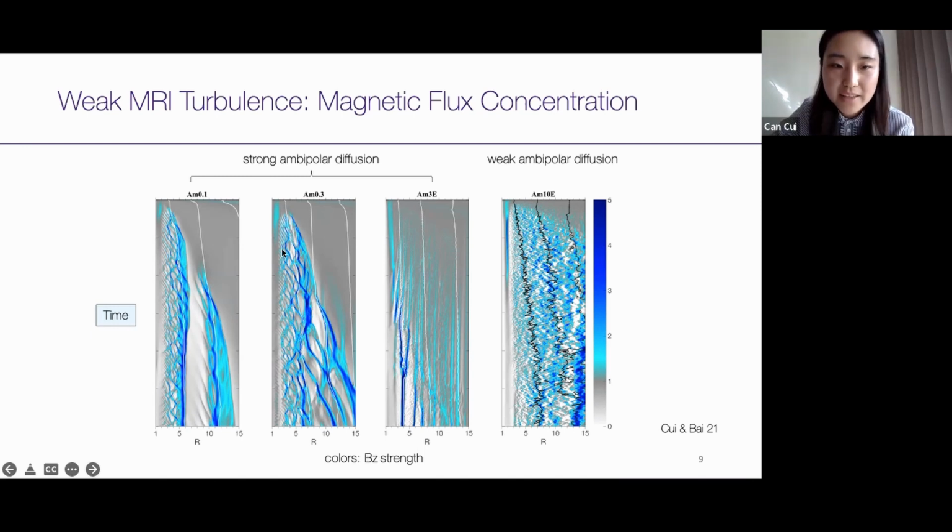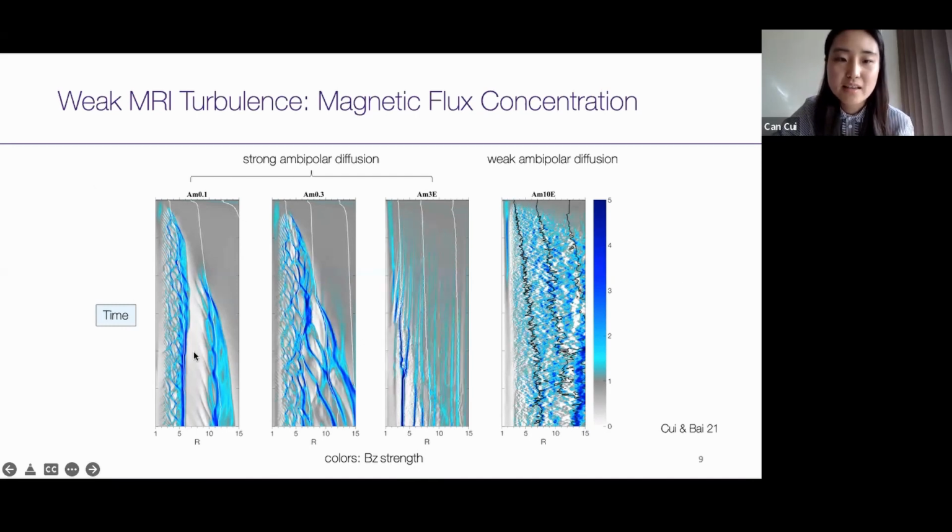So I'm showing the space-time diagram of the vertical magnetic field strengths. The colors are the Bz strengths. The y-axis is the time, and the x-axis is the radial location in the disk. Different models present different ambipolar diffusion strengths. So the left 3 have strong ambipolar diffusion strengths, and in the right one, the ambipolar diffusion is very weak.